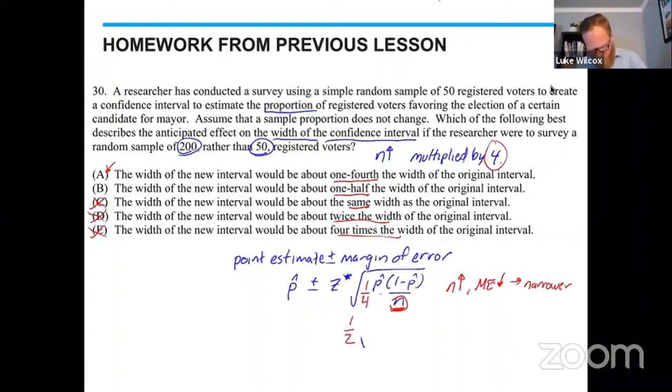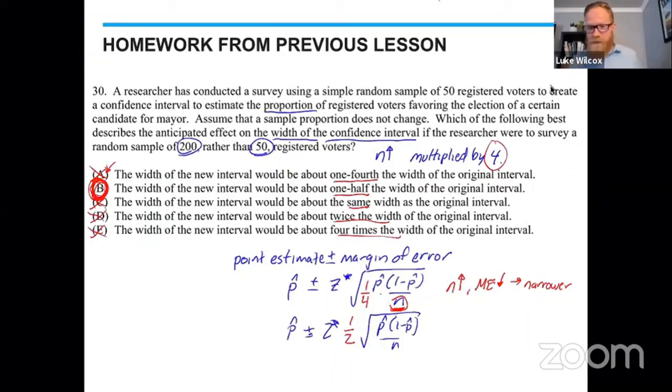And you will now have 1/2 times the old standard error. This is exactly what it was before. Everything else remains the same. And so what this is telling you is that your margin of error is going to be 1/2 of what it started out as, which means that it's going to be narrower by a factor of 1/2. And so sure enough, answer choice B is the correct answer on this one. So hopefully you did okay on that.